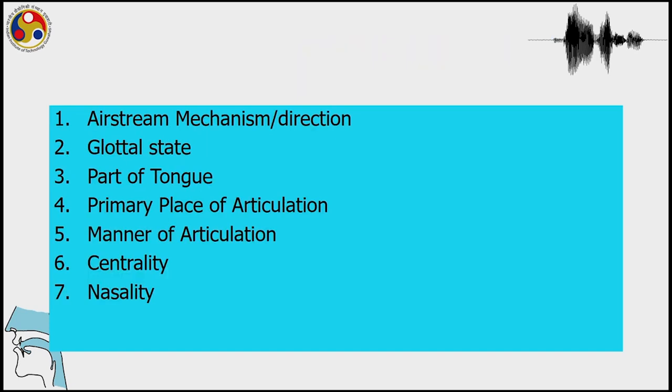Now, what are the main things that we need to consider when we are studying sounds? We saw place of articulation, which is number four here, to a large extent. We saw manner of articulation. There are a couple more things which give the sounds their particular shape and color. The things that are important apart from place and manner of articulation are the airstream mechanism, the glottal state, the part of the tongue, laminal or apical or subapical, etc., and centrality and nasality. All these seven aspects give the consonant sounds their particular shape and flavor and color, actually.